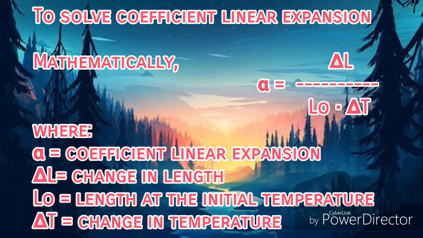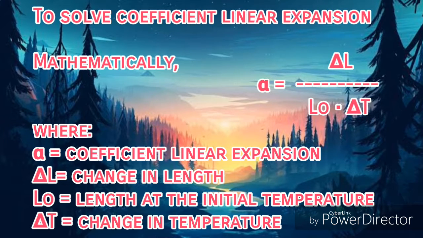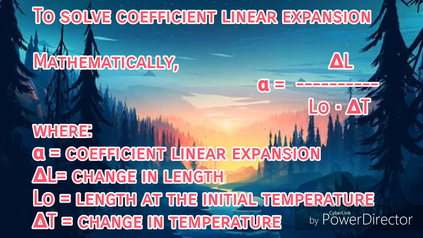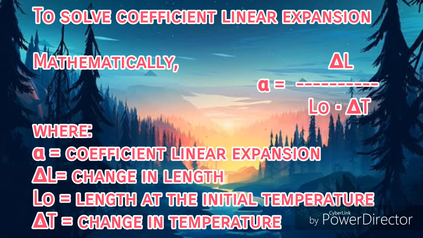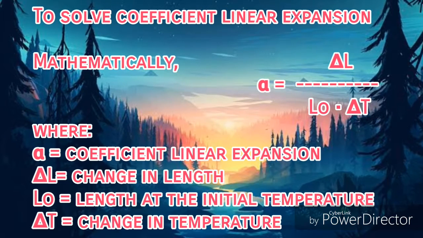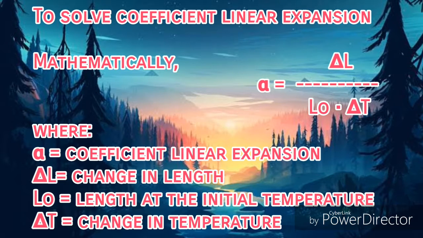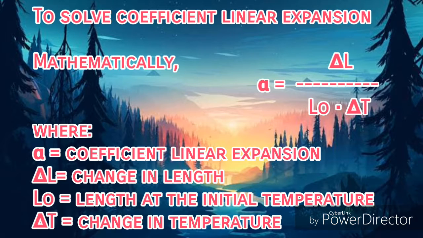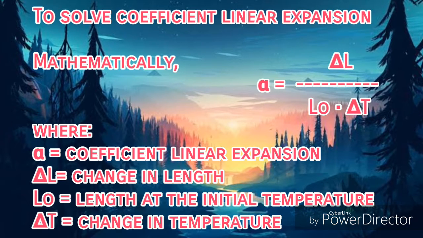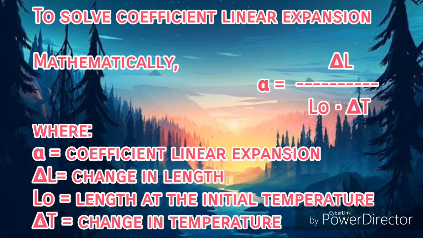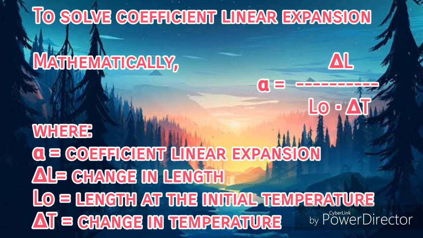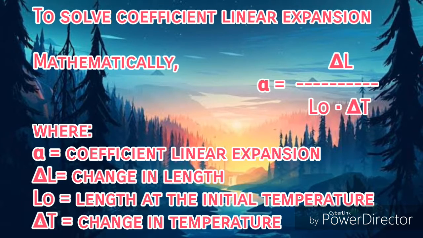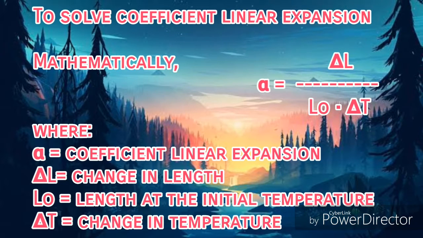To solve for the coefficient of linear expansion. Mathematically, the coefficient of linear expansion is equal to delta L over L sub O times delta T, where alpha equals coefficient of linear expansion, delta L equals change in length, L sub O equals length at the initial temperature, delta T equals change in temperature.